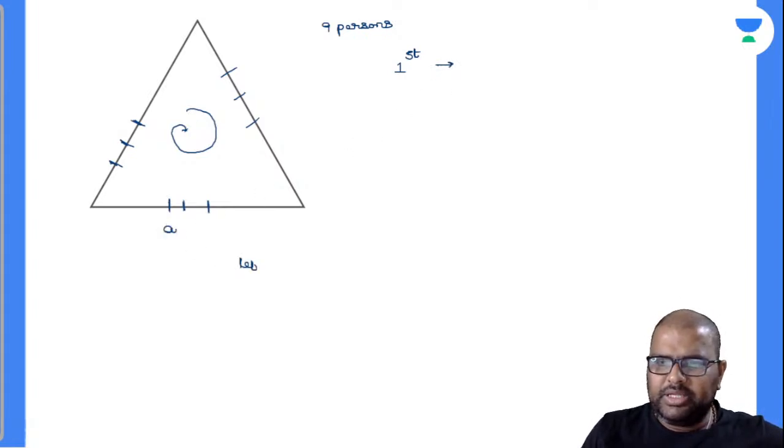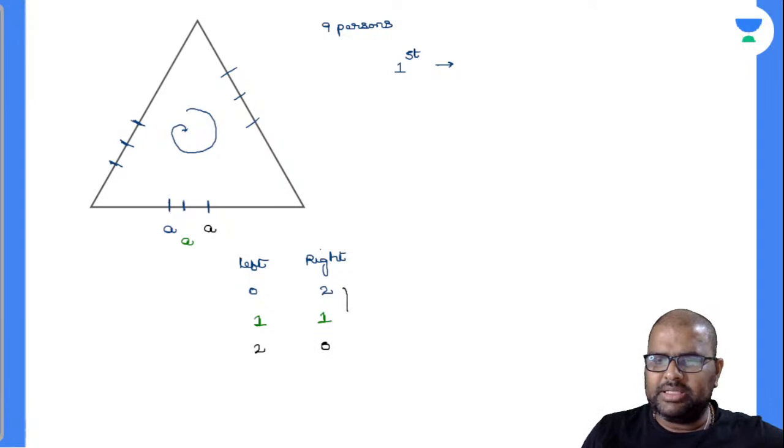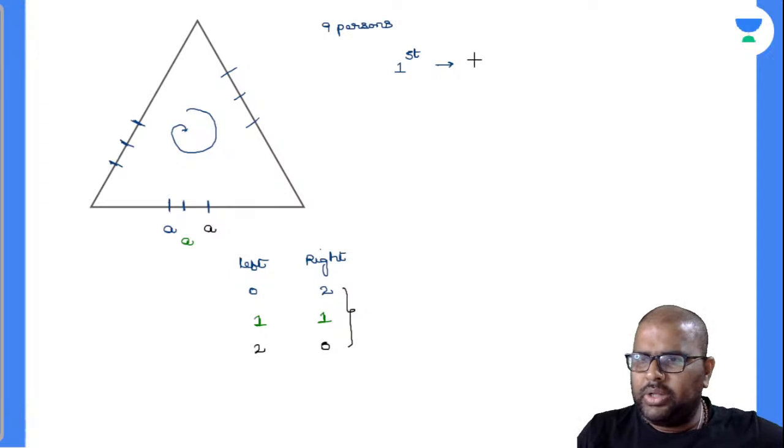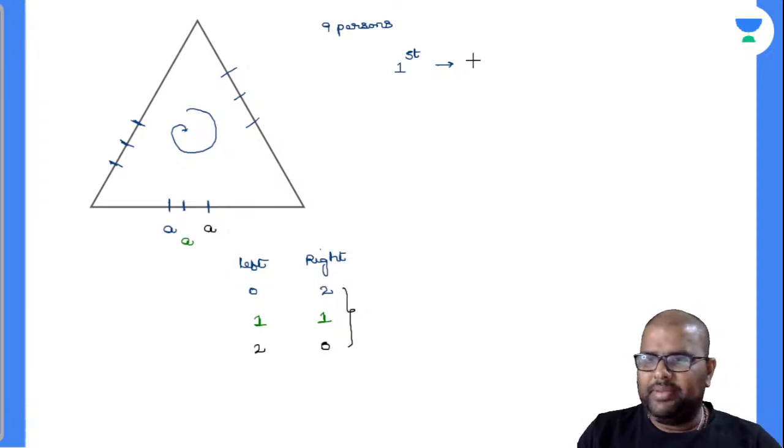Let us suppose A is here. Left, there are 0 persons. Right, how many persons are there? 2 persons are there. If A is here, left how many persons are there? 1. Right, how many persons are there? 1. I'm writing down different positions. Now left there are two persons, right there are 0 persons. So how many ways can you fix your first person? Your first person can be seated on this triangular circular table in how many ways?